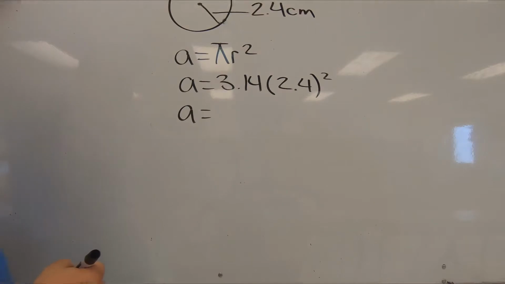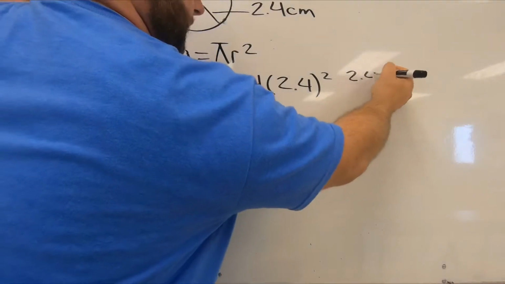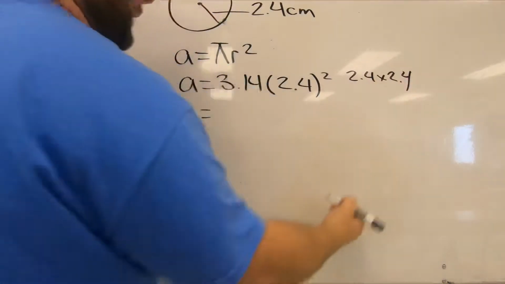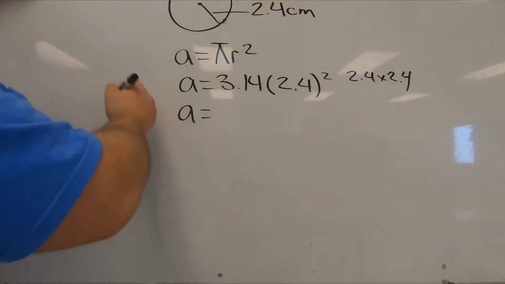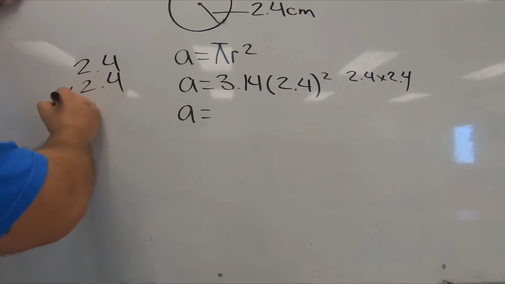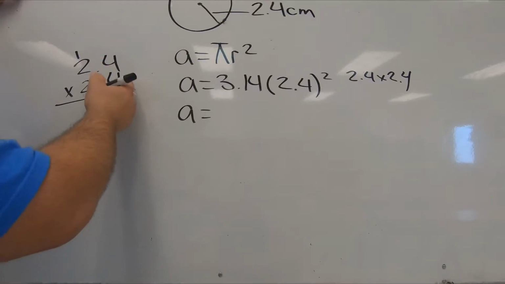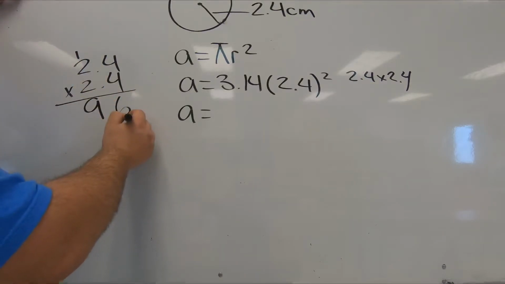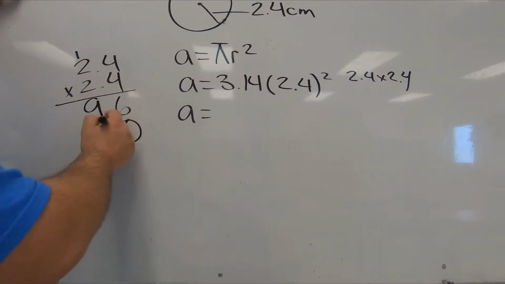Now remember, when we square something, all we're doing is we're timesing it by itself. Okay? So, I don't have a calculator in front of me, so I'm going to do this manually. So, we're going to square it here. That's right.